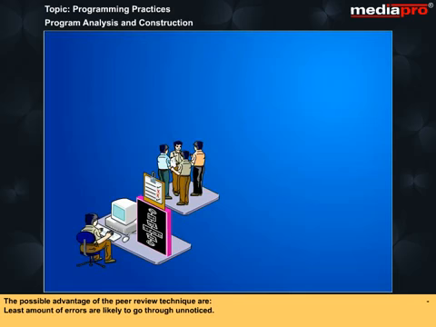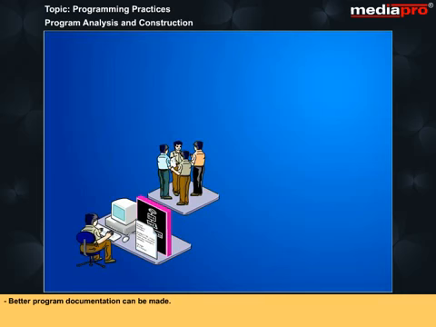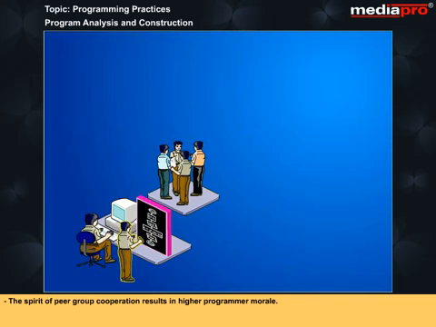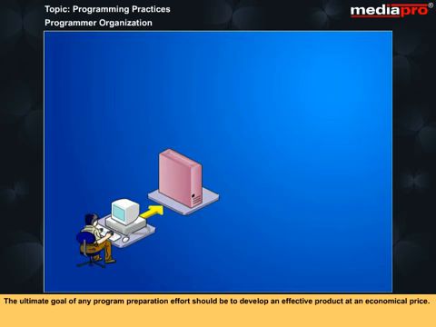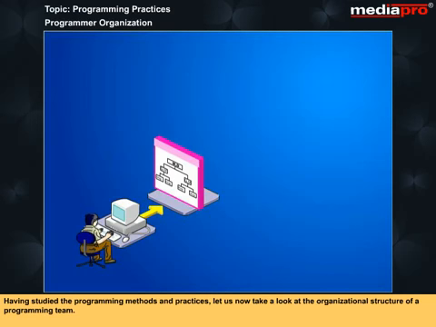The possible advantages of the peer review technique are: the least amount of errors are likely to go through unnoticed, better program documentation can be made, and program maintenance efforts become easier. The spirit of peer group cooperation results in higher programmer morale, speedier implementation, reduced development costs, and greater user satisfaction can be achieved. The ultimate goal of any program preparation effort should be to develop an effective product at an economical price.